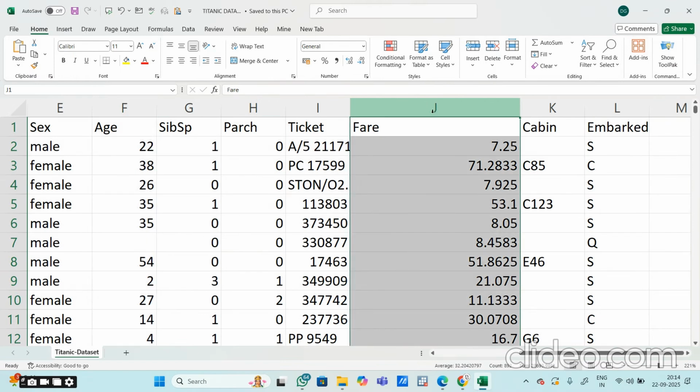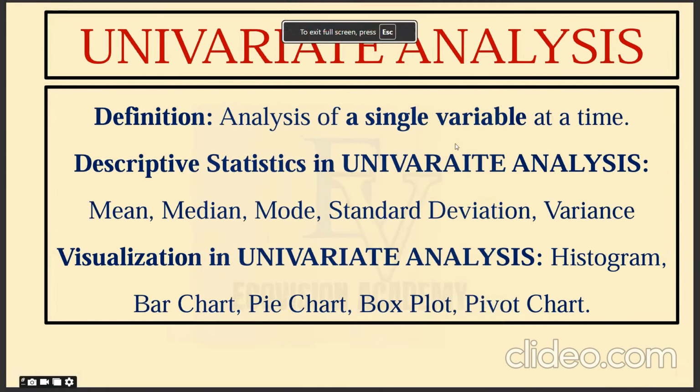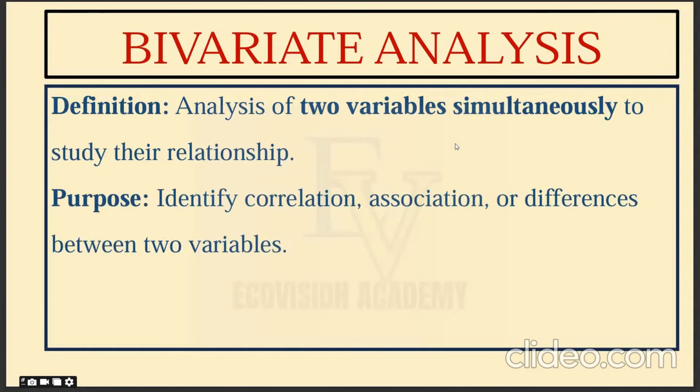Now with the help of two variables, if I do any kind of analysis, that will be called bivariate analysis. Bi means two, variate means variable. So what is a bivariate analysis? When we are doing the analysis with the help of two variables, that will be termed as bivariate analysis. I will come back to this slide later on. Bivariate analysis means analysis of two variables.